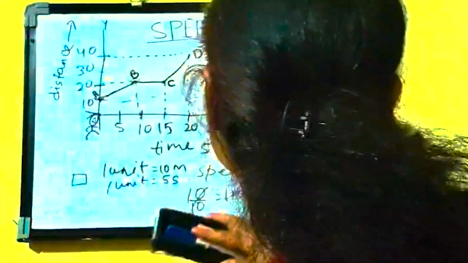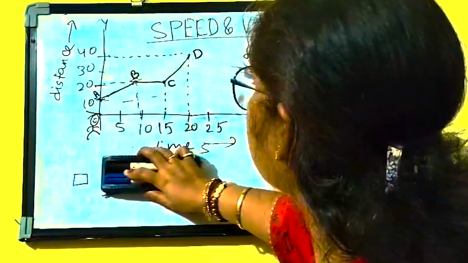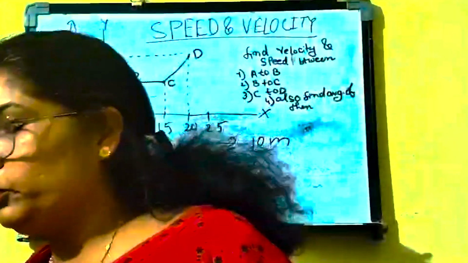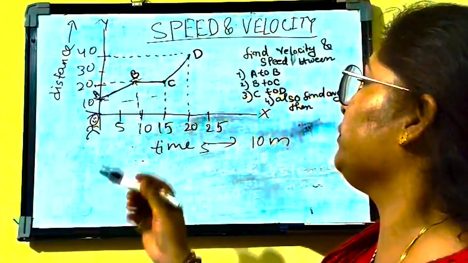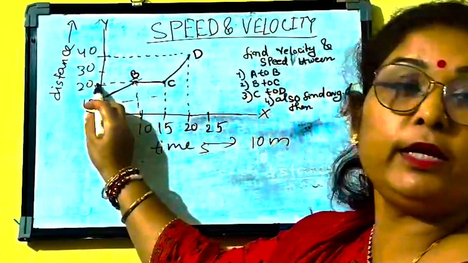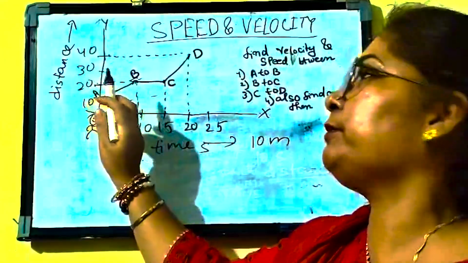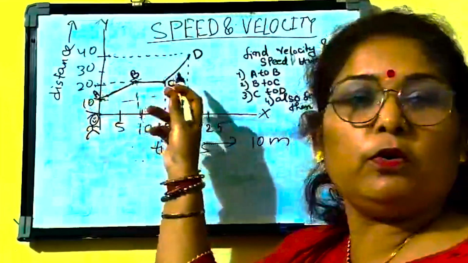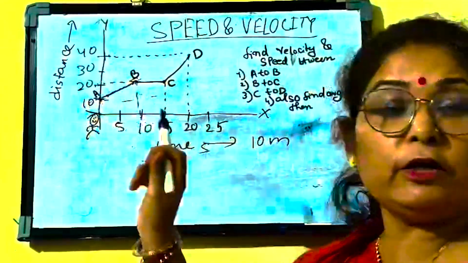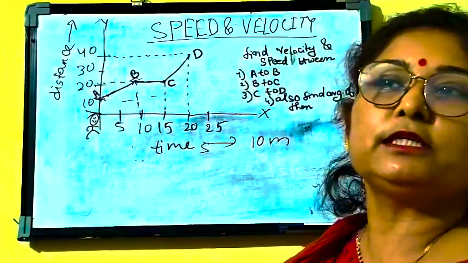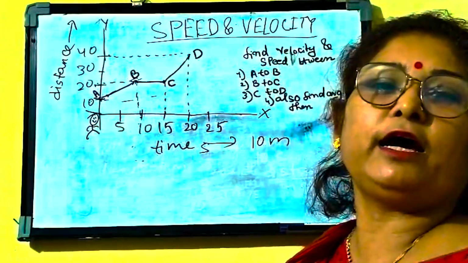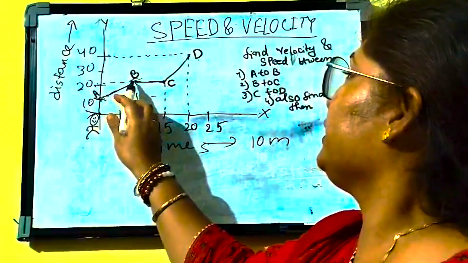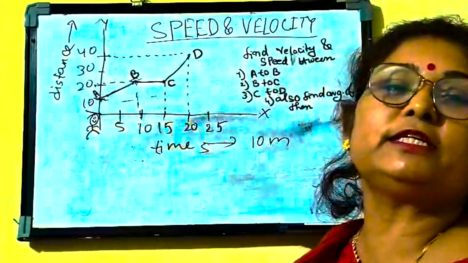Now come to the next. When the object is at B, what is the object doing? The object is moving from B to C. Where is the B position? At 20 meters. Now the C position is at 20 meters only. Both B and C are at 20 meters. So what does it mean? The person is not going anywhere, he is standing in his place. The object is at the same place. It is not moving, only the time is increasing.